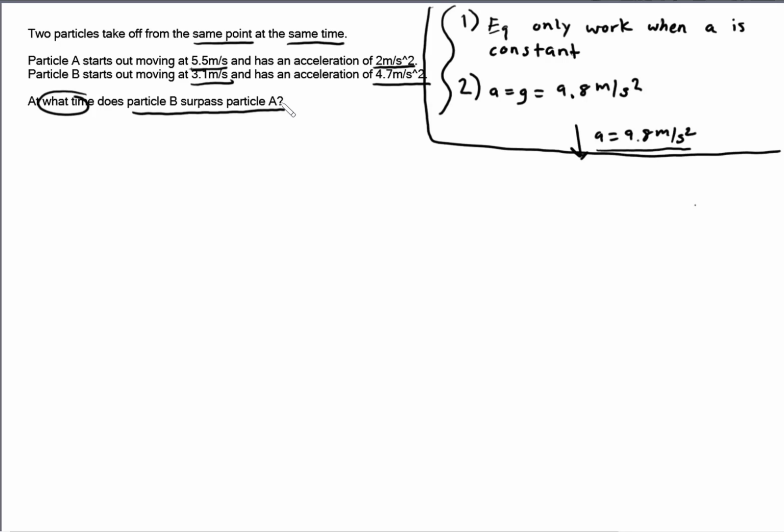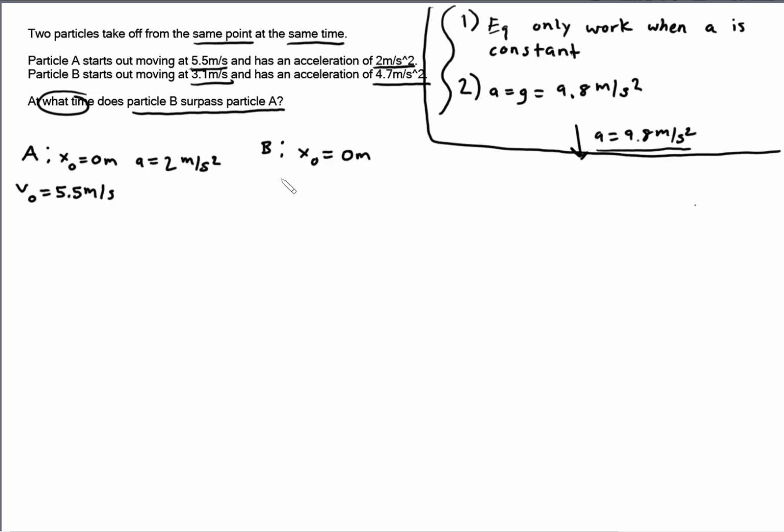So let's go ahead and note down the information that we have. Let's split this into particle A and particle B. Since we have two objects, we want to list down their information separately. So for particle A, we know that they take off at the same point. So we'll call a reference frame x of 0 to be 0. We're going to call the starting point where they're at just 0 meters, and they both start out at that same point. So particle A will start out moving at a velocity of 5.5 meters per second. So your initial velocity is 5.5 meters per second, and in this case, your acceleration is given to be 2 meters per second squared.